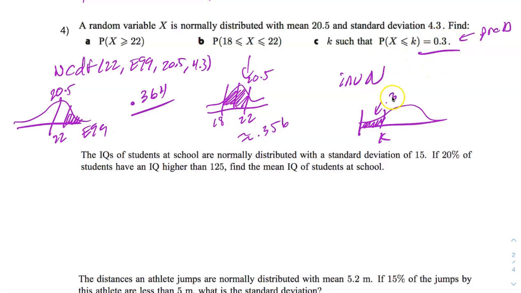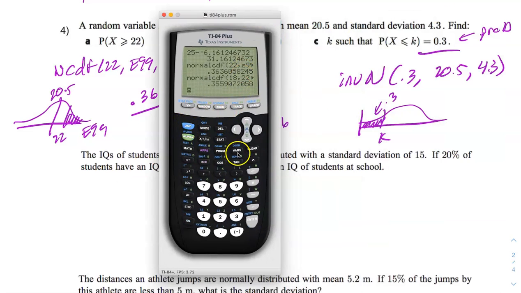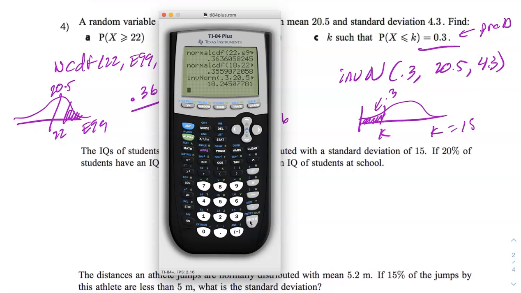So I'm going to do invert normal. Remember, with the old calculator, it has to be the left-hand side, which is good for me. If you're using the fancy new calculator, it'll let you pick. So 0.3, my mean is 20.5, my standard deviation is 4.3. Second distribution, invert normal, 0.3, 20.5, and 4.3. So I get 18.2. Again, does that make sense? Yeah, it's left of the midpoint, and the midpoint is 20.5, so it should be less than it.